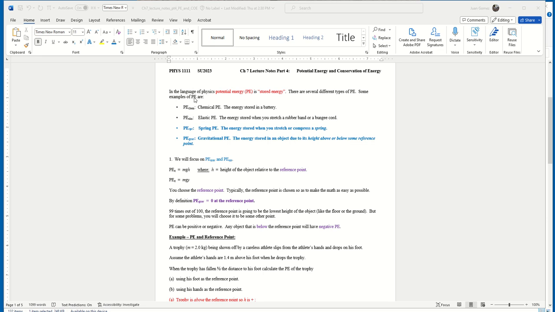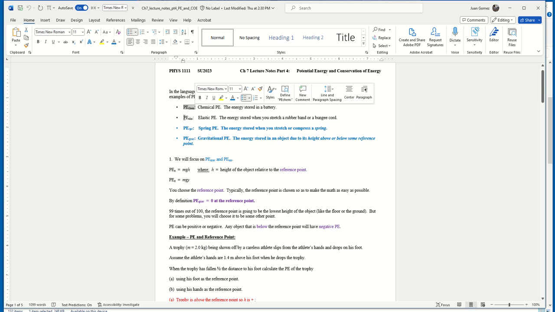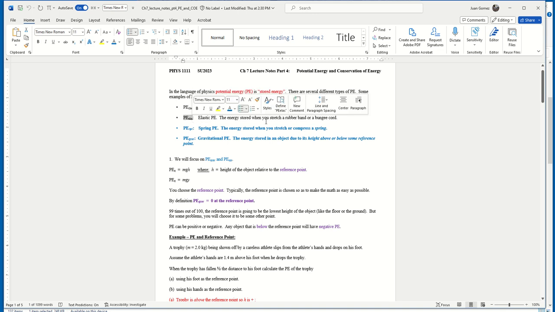Some common types of potential energy are there's chemical potential energy, the energy stored in a battery. As you all know, there's a chemical reaction going on inside the battery, which creates the positive and negative terminals. Eventually that chemical reaction dies out, and the battery dies. There's elastic potential energy, and notice I abbreviate them with the subscripts. Here's PE chem for chemical potential energy, PE elas for elastic potential energy. That's the energy stored, for example, if you stretch a rubber band or a bungee cord.